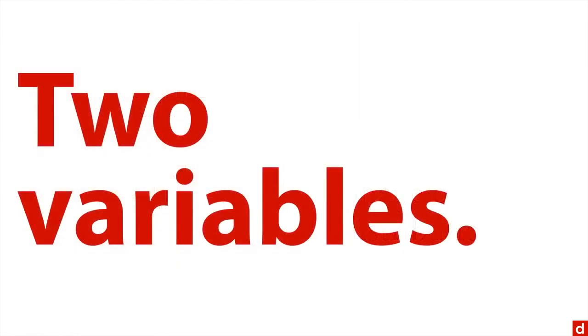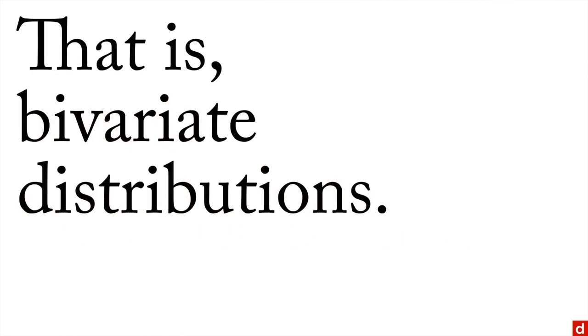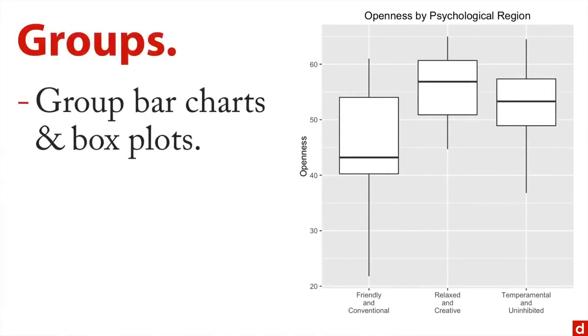Once you've done one variable or the univariate analyses, you're going to want to do 2 variables at a time. That is bivariate distributions or joint distributions. Now, one easy way to do this is with grouped plots. So you can do grouped bar charts and box plots.